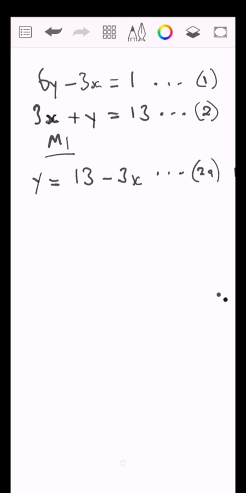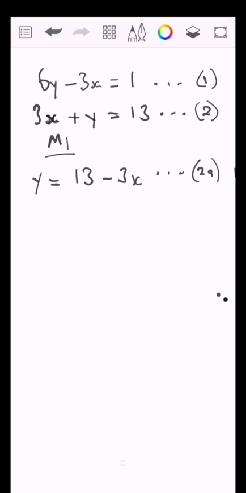Why did we say equation 2a? Because this equation, it's just the second equation. It's just equation 2, which has been written differently. We have made y the subject of the formula in order to apply the method of substitution.